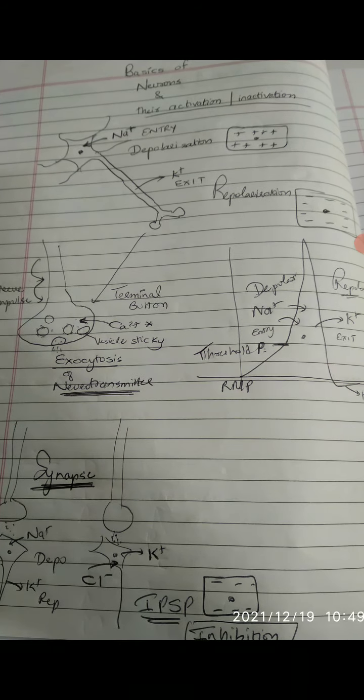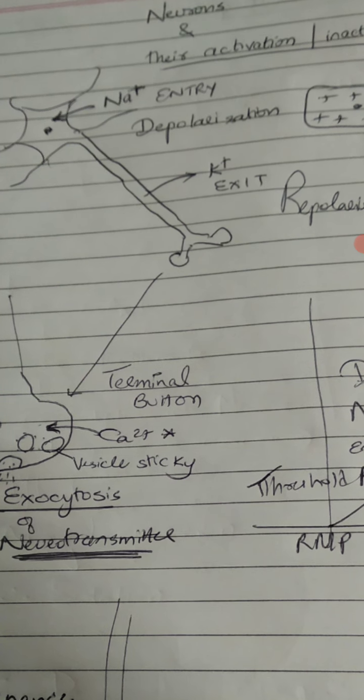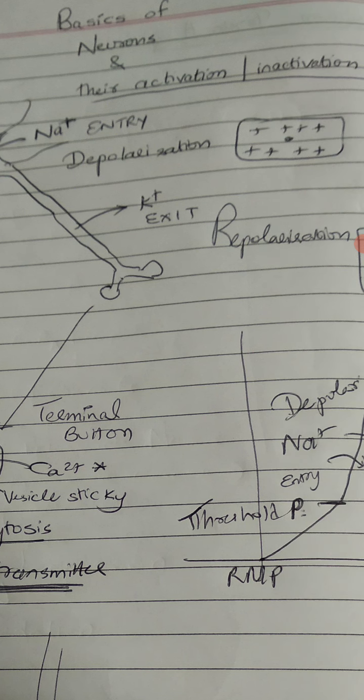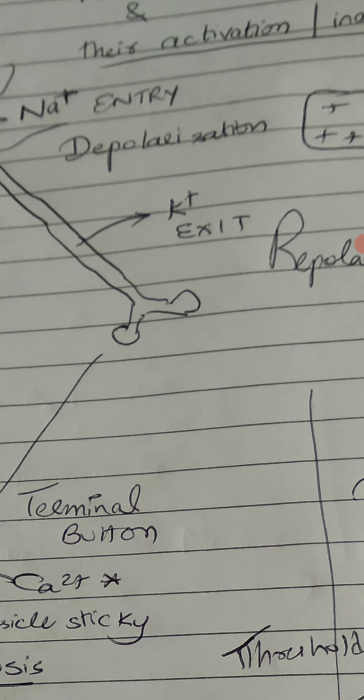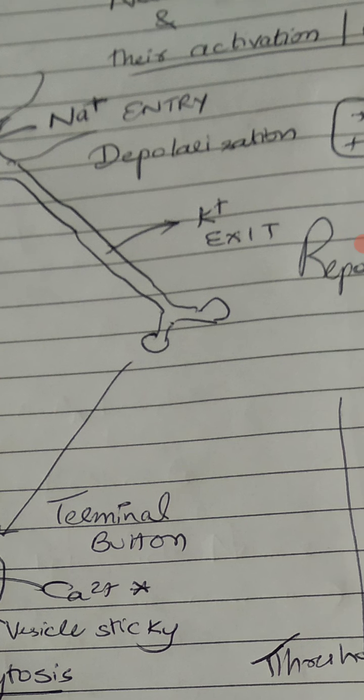In this video, let's understand the basics of neurons, their interactions, their way of activation and inactivation. Starting from this, whenever a positively charged ion enters a neuron, especially the sodium ion, the inner side of the neuron will be more positively charged, and that process is called depolarization. Usually it happens at the cell body. This level of depolarization causes the generation of a nerve impulse, also called action potential.